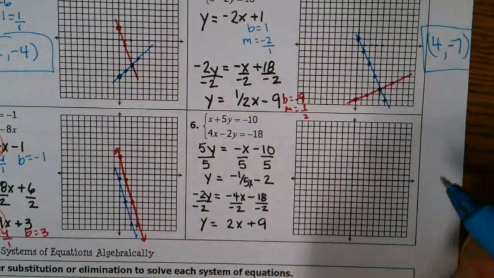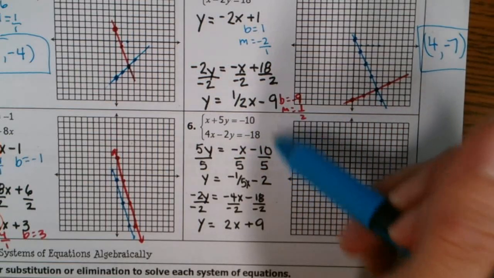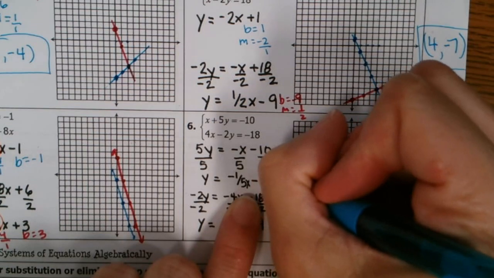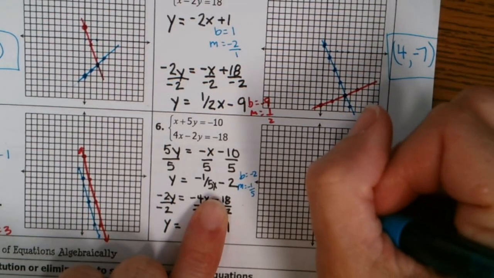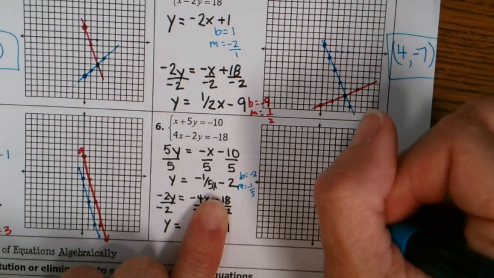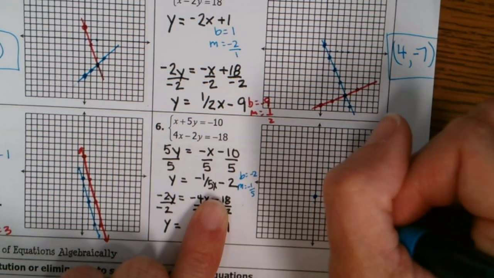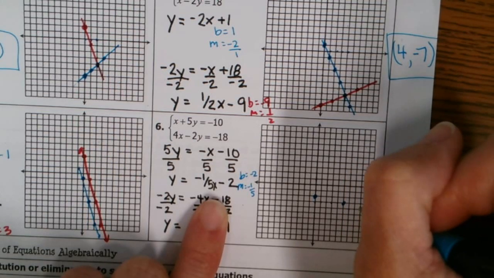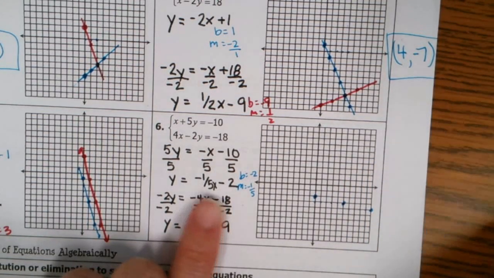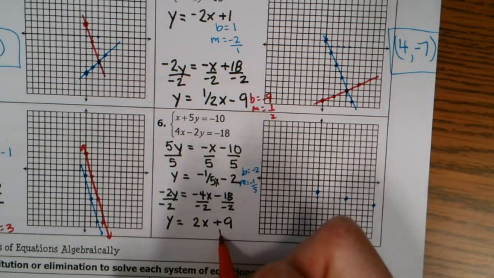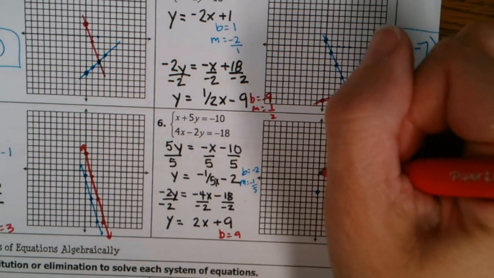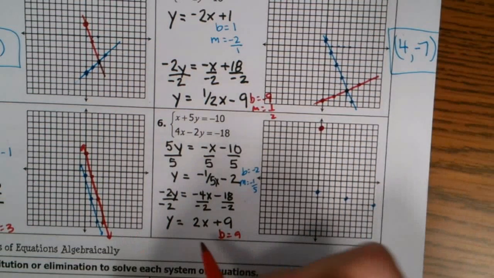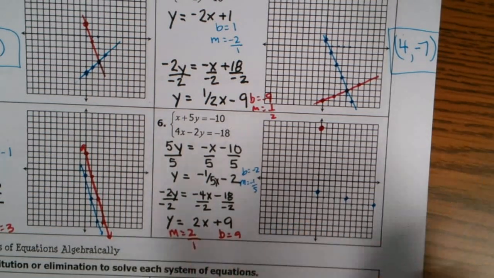Okay, for number 6, we rearrange our equations in slope-intercept form. We have a b of -2 and an m of -1/5. So I start at -2, I go down 1 and over 1, 2, 3, 4, 5. Down 1 and over 1, 2, 3, 4, 5. Okay, for the next one, I begin at 9. And it's an m of 2, so 2 over 1.